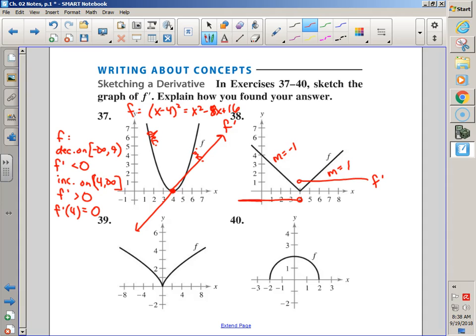What happens at a sharp point? The slopes do not agree from either side, so the derivative, which is a limit, will not exist. Was that yesterday, differentiability and continuity? This function's continuous, but the derivative at the sharp point doesn't exist. I leave it open.